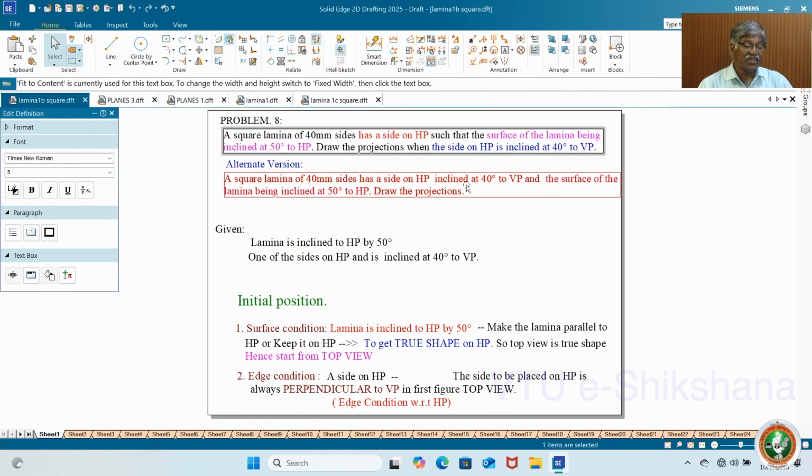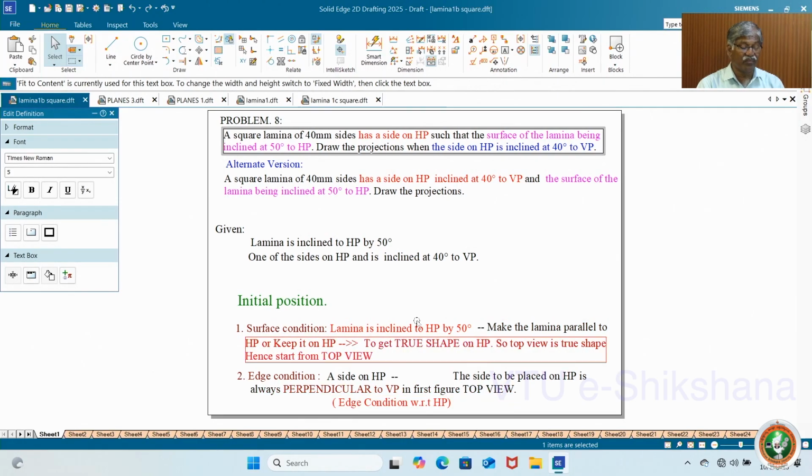So what happens is the same problem can be given as I mentioned in the previous cases. The other way around of giving this, initially they give the side on HP is inclined directly to VP. Okay, then the surface of the lamina being inclined at 50 degree. Either way, you have to go through the problem carefully, completely, then note down what is given. The lamina is inclined to HP by 50 degree, sure. One of the sides on HP is inclined at 40 degree to VP. That also you note down so that it is actually the edge condition with respect to HP. I need not explain every time.